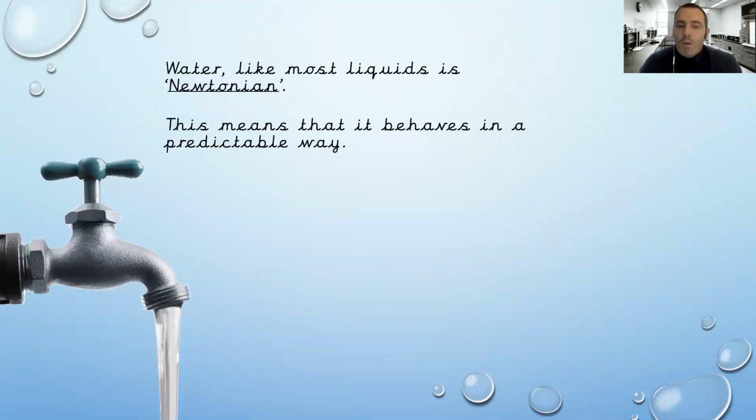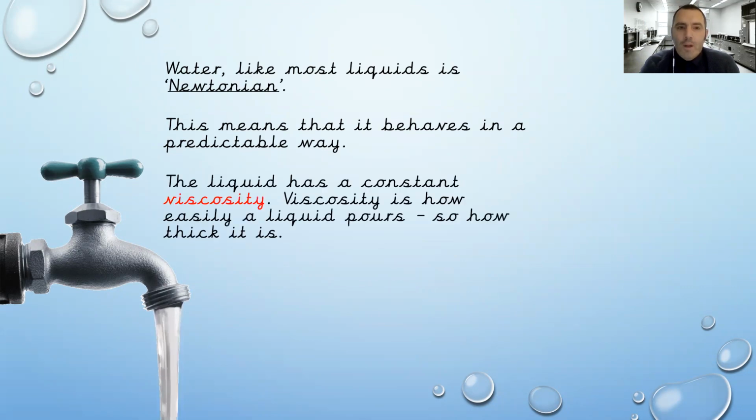So going back to the vocabulary we had in our learning objective for today: Newtonian. Water, like most liquids, is Newtonian. It behaves in a predictable way. For example, I know if I have a bucket of water and I pour it down the sink, it's going to go down the sink. It's going to do what you would expect it to do. You can predict exactly what's going to happen with it.